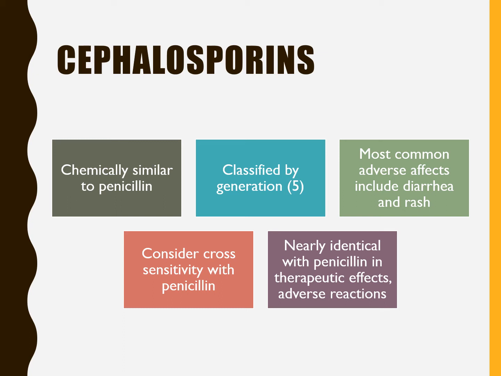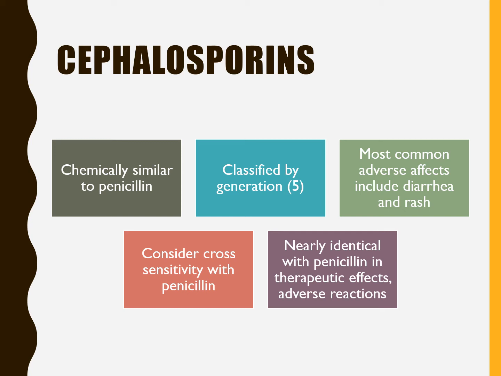Okay, so we classify cephalosporins by 5 generations. The first generation drugs have the most gram-positive coverage, and the later generations have the most gram-negative coverage. We can find anaerobic properties in the second generation drugs. Some of them, I want to say the third generation, which would be Rocephin, can cross the blood-brain barrier, which makes it highly effective against treating meningitis.